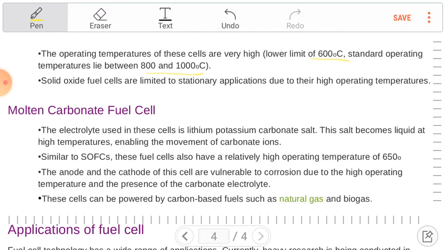Solid oxide fuel cells are limited to stationary applications due to their high operating temperatures. So we cannot use them for movable items.